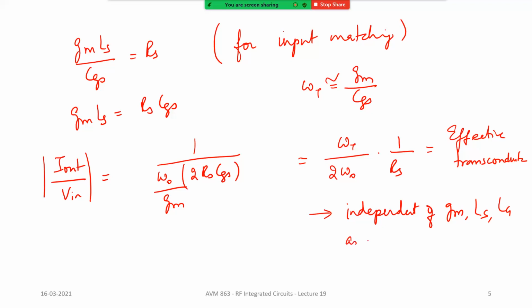As long as input is matched, right? It's a very strange or non-intuitive expression, but mathematically we are able to derive it. Certain things you can intuitively understand, but this is something that only when you do the mathematical analysis can you see that the overall transconductance happens to be independent of even the transconductance of the transistor.